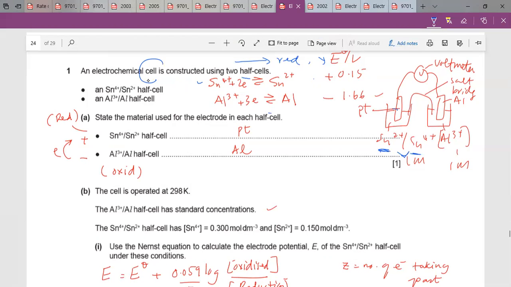And this, of course, is platinum. Here, of course, is the salt bridge and the metal. Here, of your electrochemistry, and of course, this is aluminum metal. So this cell is set up here. State the materials for the electrode half cell. Of course, this is platinum, and this will be aluminum.